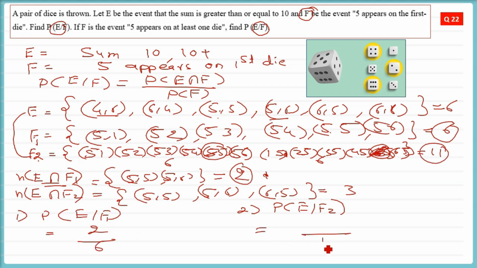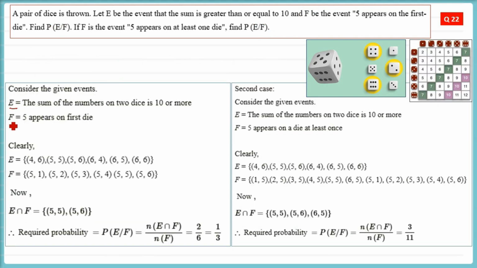Now here number of elements in F2 is 11. And intersection gives you what? E intersection F2 is 3. So we have 1 by 3 and 3 by 11 as the answer of the 2 parts. So this is what you have to do first. The E remains the same. F changes and accordingly the results also change. Intersection also changes. So I hope you got the idea. This is how you're going to go about it. So these are two cases and separately you have to do it.